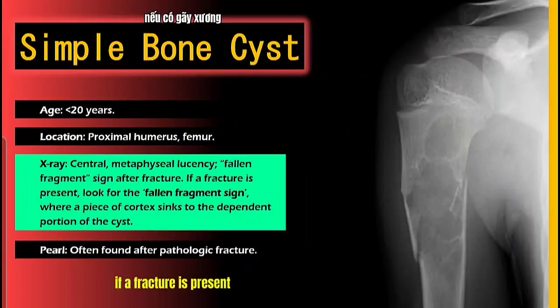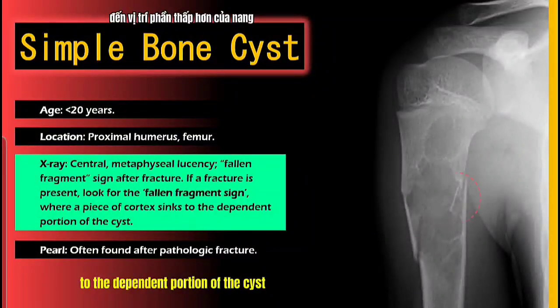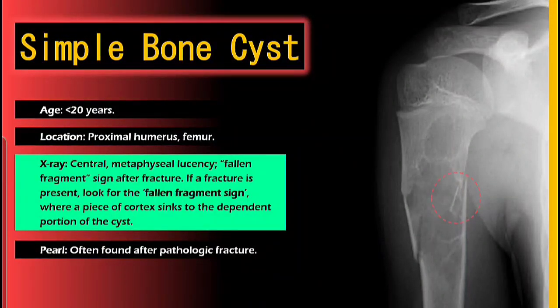If a fracture is present, look for the fallen fragment sign, where a piece of the cortex sinks to the dependent portion of the cyst.